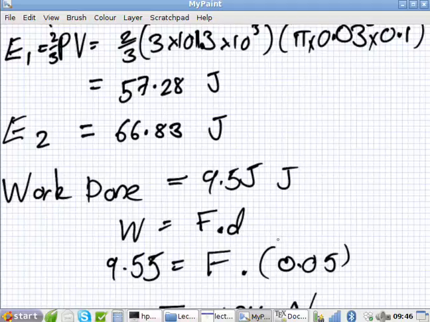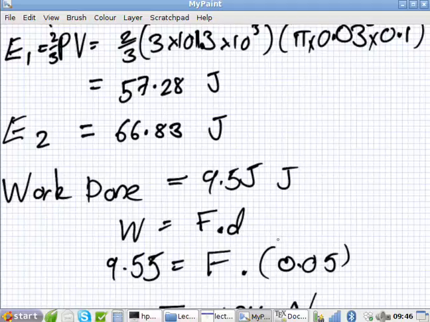Now in the second cylinder, if you do the same thing, except just change this to 5 centimeters, and the pressure is now 7. So if you just use the same formula but change the numbers to 7 atmospheres and 5 centimeters of height, it is now 66.83 joules of energy. So where did the gas get this extra energy from?